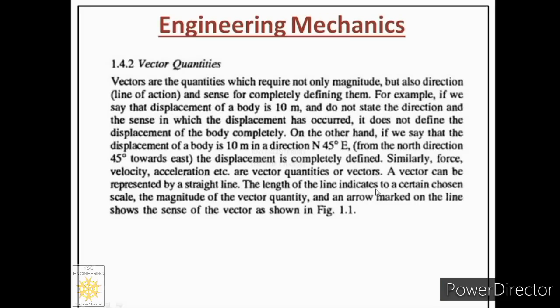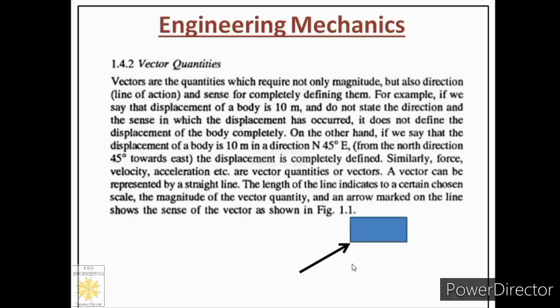Now we will see vector quantities. Let us read the definition. Vectors are the quantities which require not only magnitude but also direction and sense for completely defining them. So let us take one example. Suppose there is a block and I want to displace this block in some direction. Let us say at 45 degrees. Fine. Then I have to show a vector as well in order to convey its displacement. I will say that it has moved by 10 meters, but now I have to tell in which direction it is moved if I want to talk about its displacement.